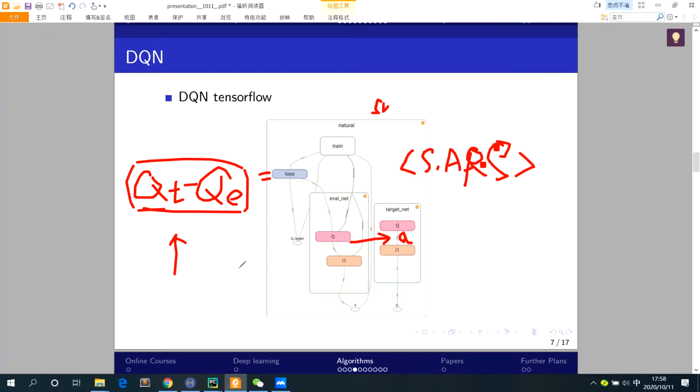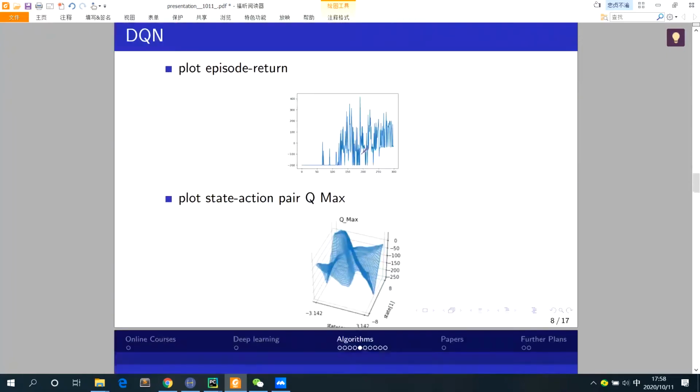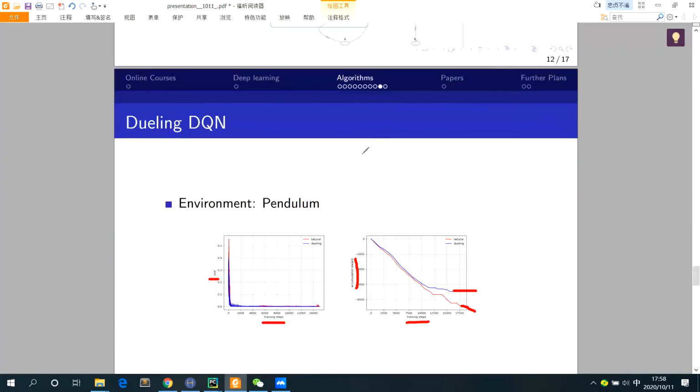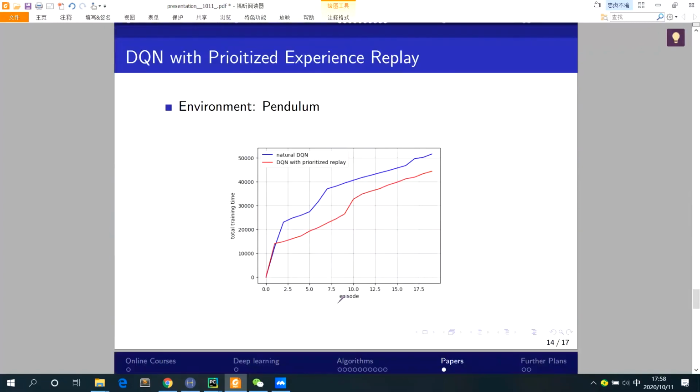And here we can also see the results. The x-axis is the number of episodes, and the y-axis is the total training time. When the time is the same, the DQN with the prioritized replay has trained 10 episodes, but the natural DQN has trained just 5. The prioritized replay DQN converged faster than the natural DQN.